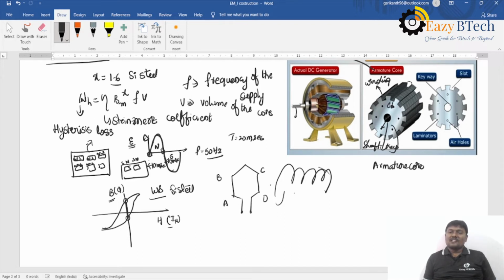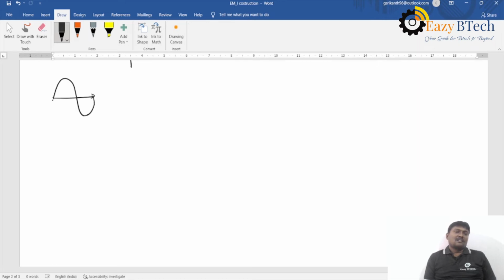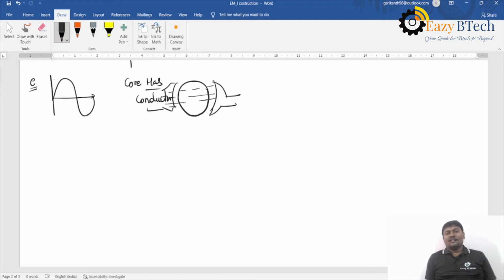What will happen if the core is not laminated? Some EMF is induced. Why? Because the core has conductivity. Due to this conductivity, the EMF induced in a machine is alternating. So E is equal to BLV sin theta, that is E equals Emax sin theta. If the core has conductivity, what will happen?